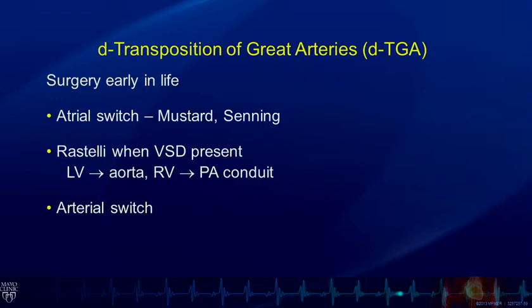Next on the scene was the Mustard operation, performed again by a surgeon named Dr. Mustard, and that was initially performed in 1964. And these are termed the atrial switch operations, and we'll look at an example in just a minute.